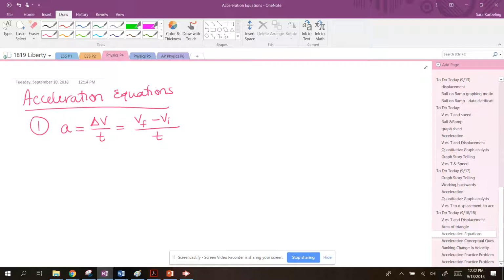Okay? So taking away this middle part, this is the equation that you really want. You can also do some fancy algebra if you don't like denominators to write this as v final is equal to v initial plus at. So if that makes you a happier person, you can use that. This is the equation that you're going to use on your homework today.